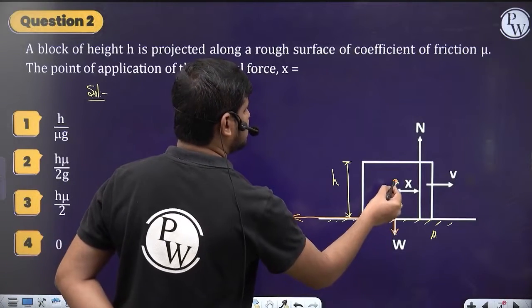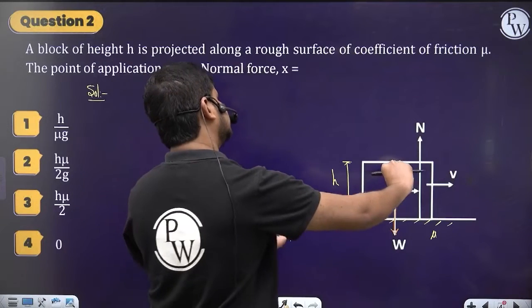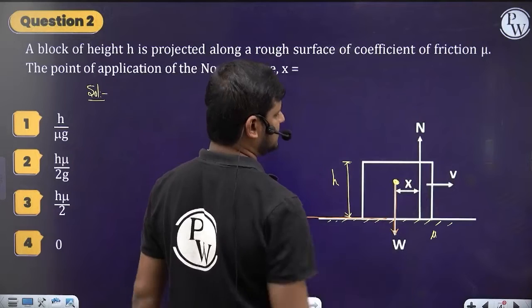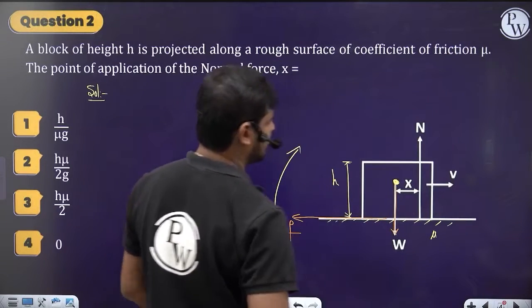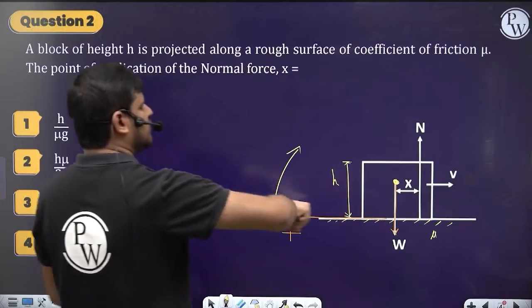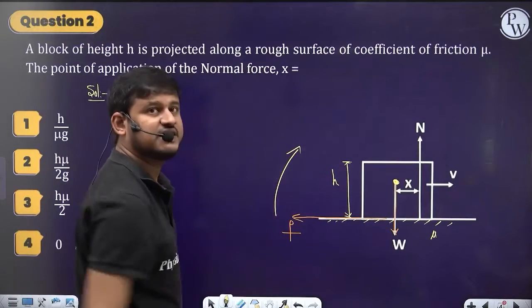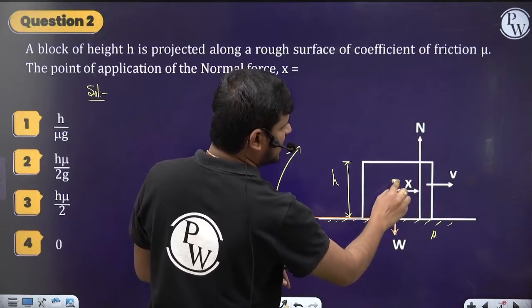So about this point, we need the torque. Just imagine this is your axis of rotation. Then you are applying the force this side, so the friction causes the torque this side. Yes or no? About this point, you are applying the friction force this side, so the torque acts this side. Yes or no?